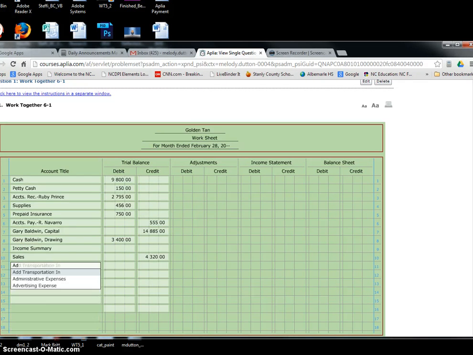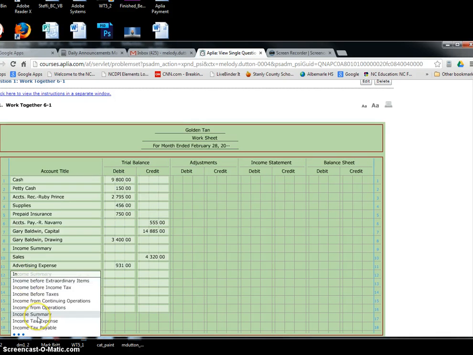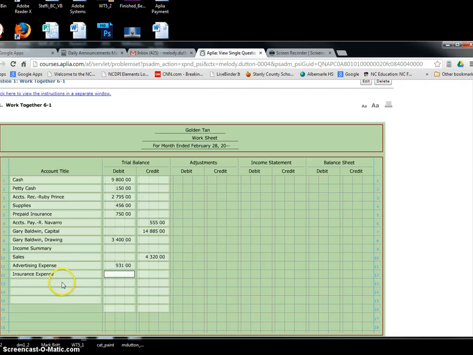Okay, now we have our expenses. Advertising expense, debit balance, $931. Insurance expense, okay, this is going to be an adjustment amount, so we will get to that. Miscellaneous expense is $378. Oops, $378. Supplies expense, and this is going to be another adjustment. And then we have utilities expense, $1,100.